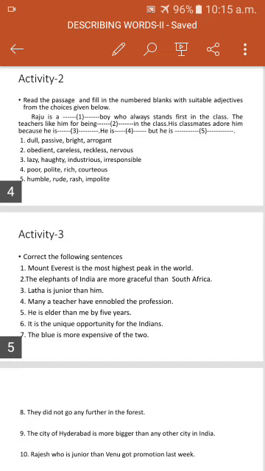I read again. Raju is a bright boy who always stands first in the class. The teachers like him for being obedient in the class. His classmates adore him because he is industrious. He is rich, but he is humble. This is one activity.